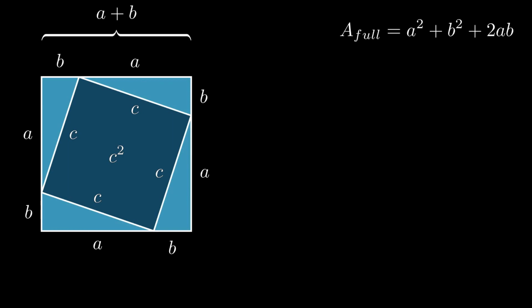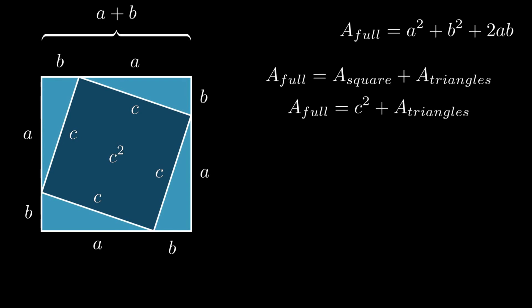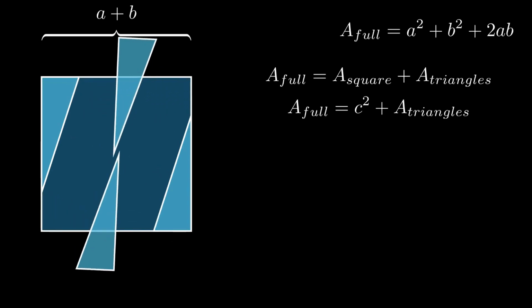Now, we know the sum of the inscribed square plus the sum of all four triangles will give us the full area, so we can express that idea with this equation. We already know from before that the area of the inscribed square is c squared, so now we can substitute. Now we need to calculate the area of the triangles. To do that, we can rearrange them a little bit.